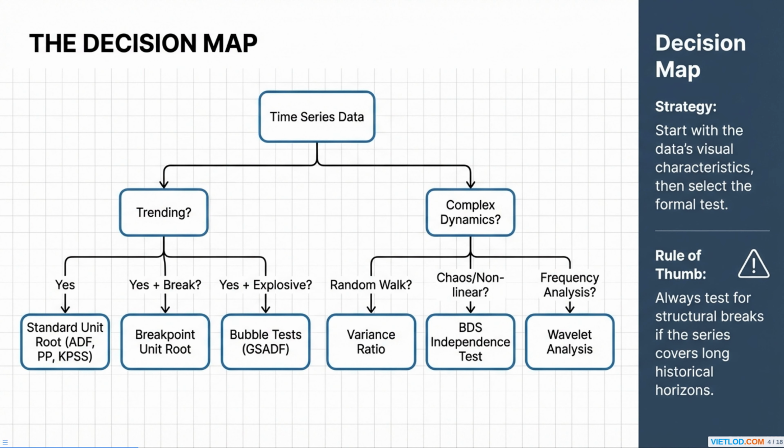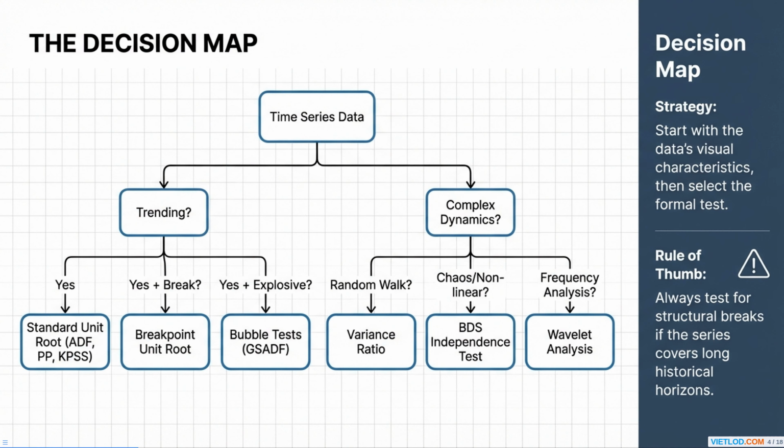This decision map provides a strategy for analyzing time series data. We start with the raw data and ask a series of questions to guide us to the appropriate test. First, we assess if the series is trending. If it is, we use standard unit root tests. However, if we suspect a structural break, we must use a breakpoint unit root test. If the trend appears explosive, we should use bubble tests.